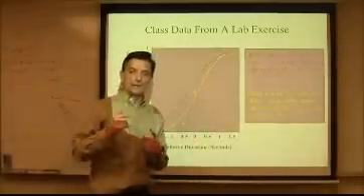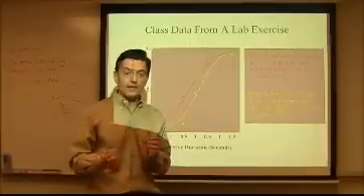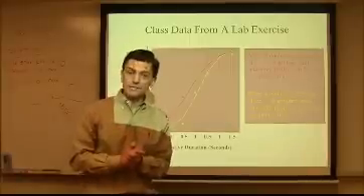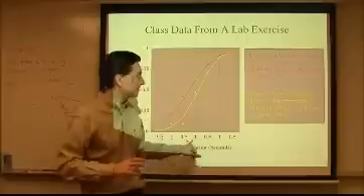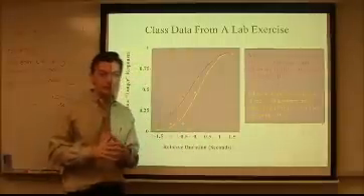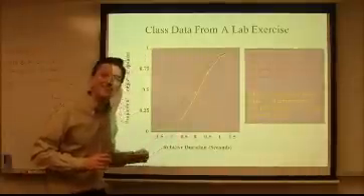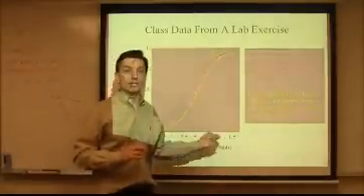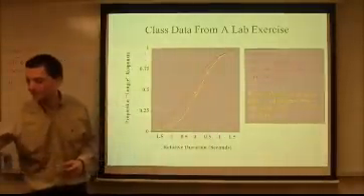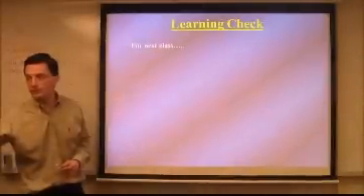So we can think about the distinction between accuracy on the one hand, that's indexed by the bias or the point of subjective equality, the x-intercept, okay? Or we can think of the precision, and that's given by the slope. That's going to be a measure of their sensitivity to the stimulation. Okay. So let's go on to a learning check.